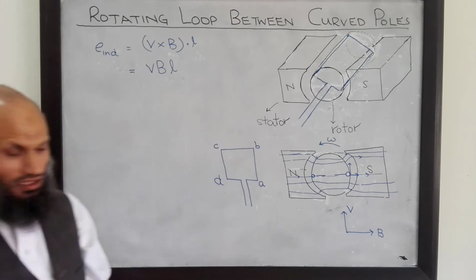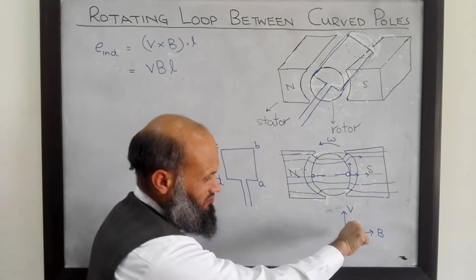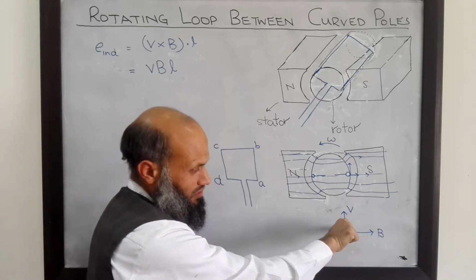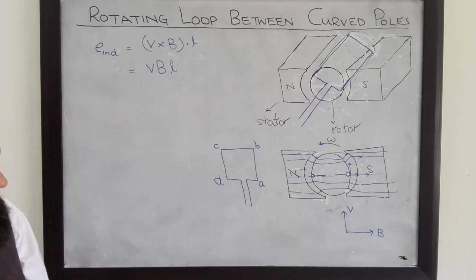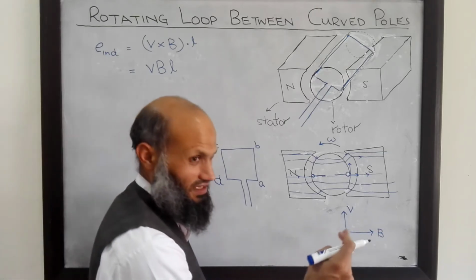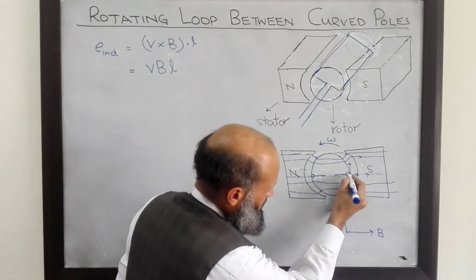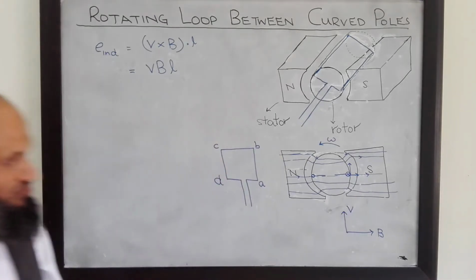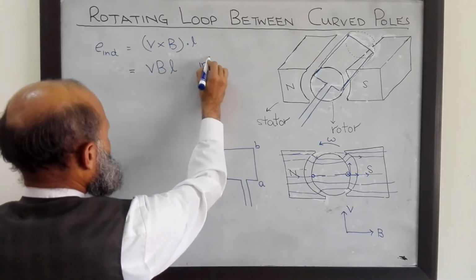What is the polarity of the induced voltage? The direction of V cross B is into the surface of the board, and V cross B dot L is also into the surface of the board. That is, the direction of induced voltage will be such that current will flow into the surface of the board. So the current which is flowing into this conductor can be denoted by cross notation. So it is into the surface of the board.